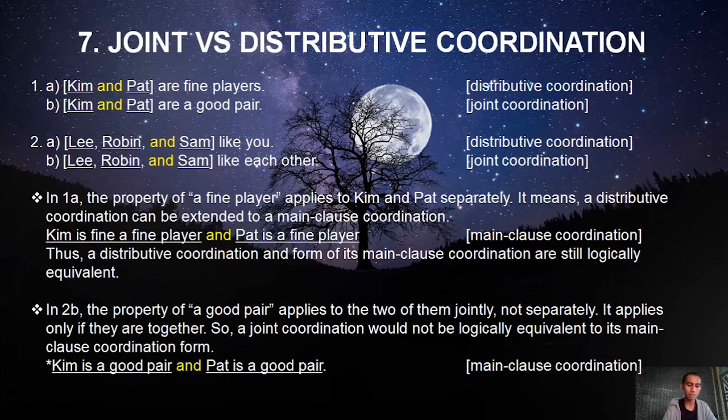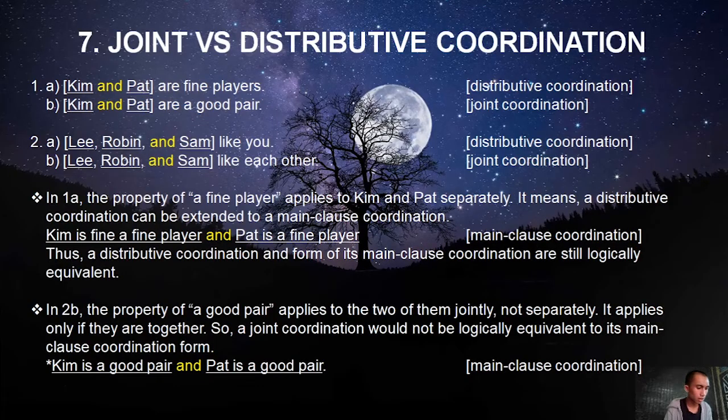Now I will explain about joint versus distributive coordination. Look at the examples. In 1A, Kim and Pat are fine players. The property of being a fine player applies to each coordinate. It applies to Kim and Pat separately. It means a distributive coordination can be extended to a main clause coordination. It will become Kim is a fine player and Pat is a fine player.